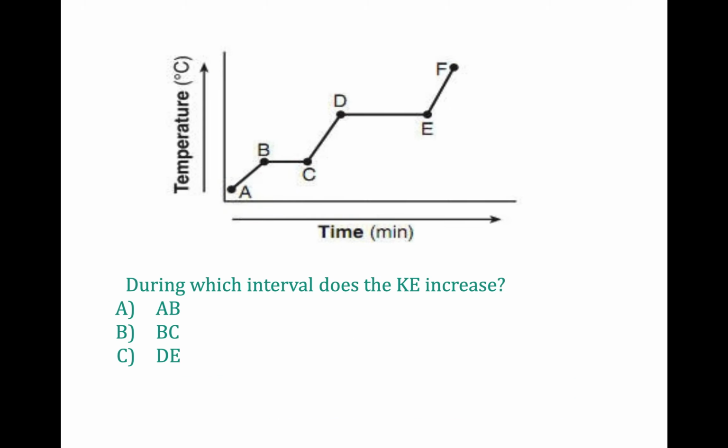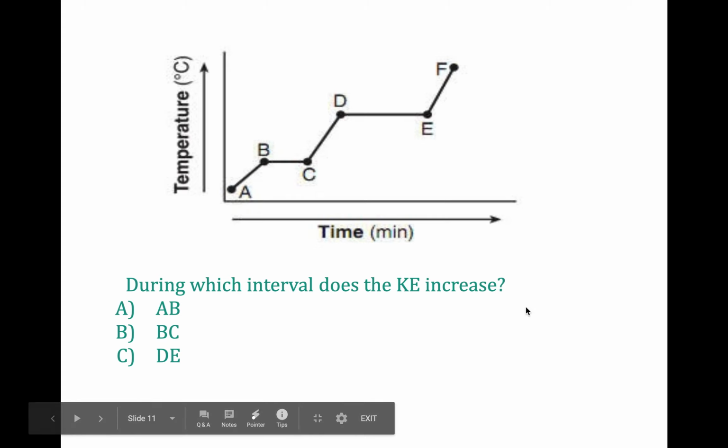During which interval does the kinetic energy increase? So from A to B, we can see that there's a temperature change. From B to C, we see that there's no temperature change. And from D to E, there's also no temperature change. We have an understanding that kinetic energy and temperature change have a direct relationship. So if the kinetic energy is increasing, then the temperature must be increasing as well. And the only interval within our answer choices that displays this would be answer choice A.